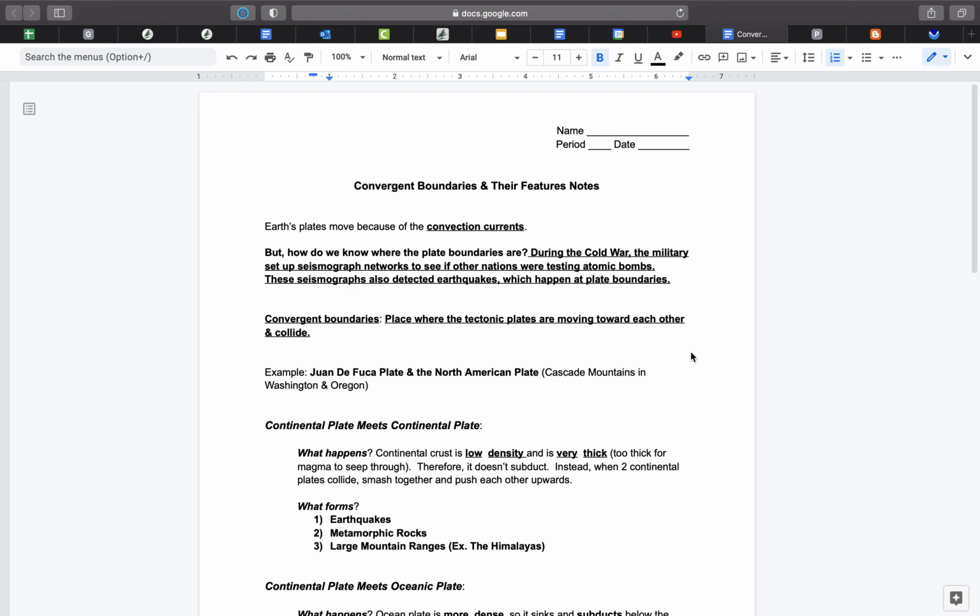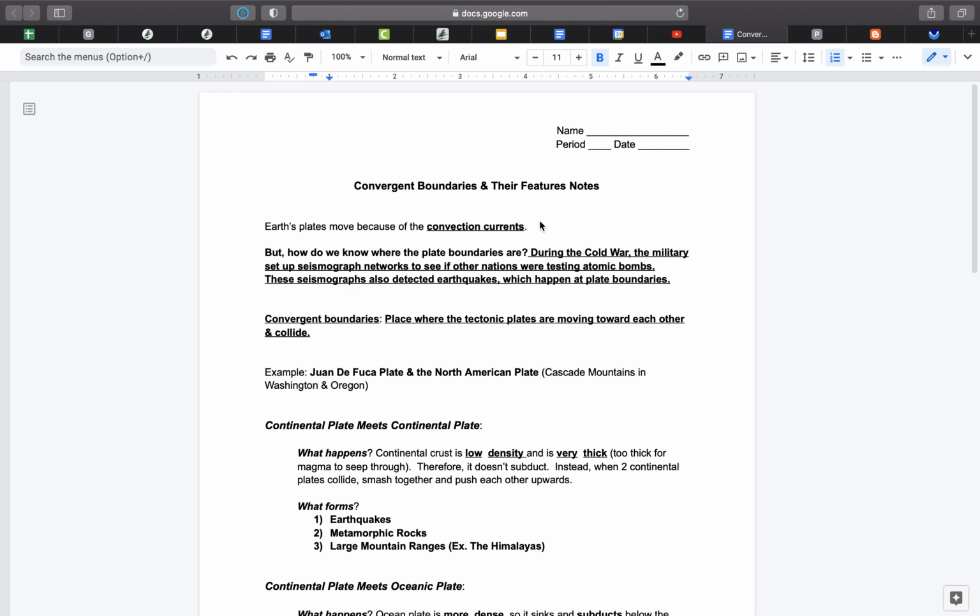We are going to talk about convergent boundary areas. These are areas between plates where plates come towards one another. And we're going to talk about different features and geologic events that occur at these types of convergent boundary areas. First up, just a quick review.